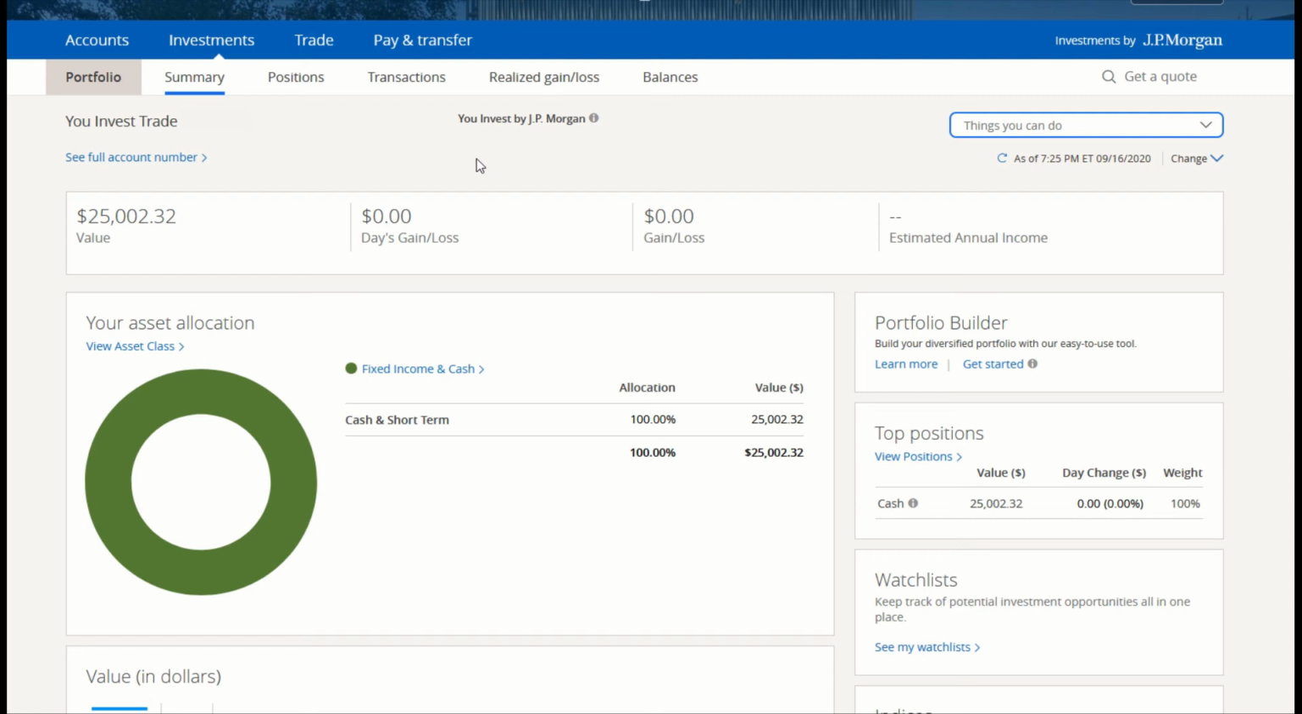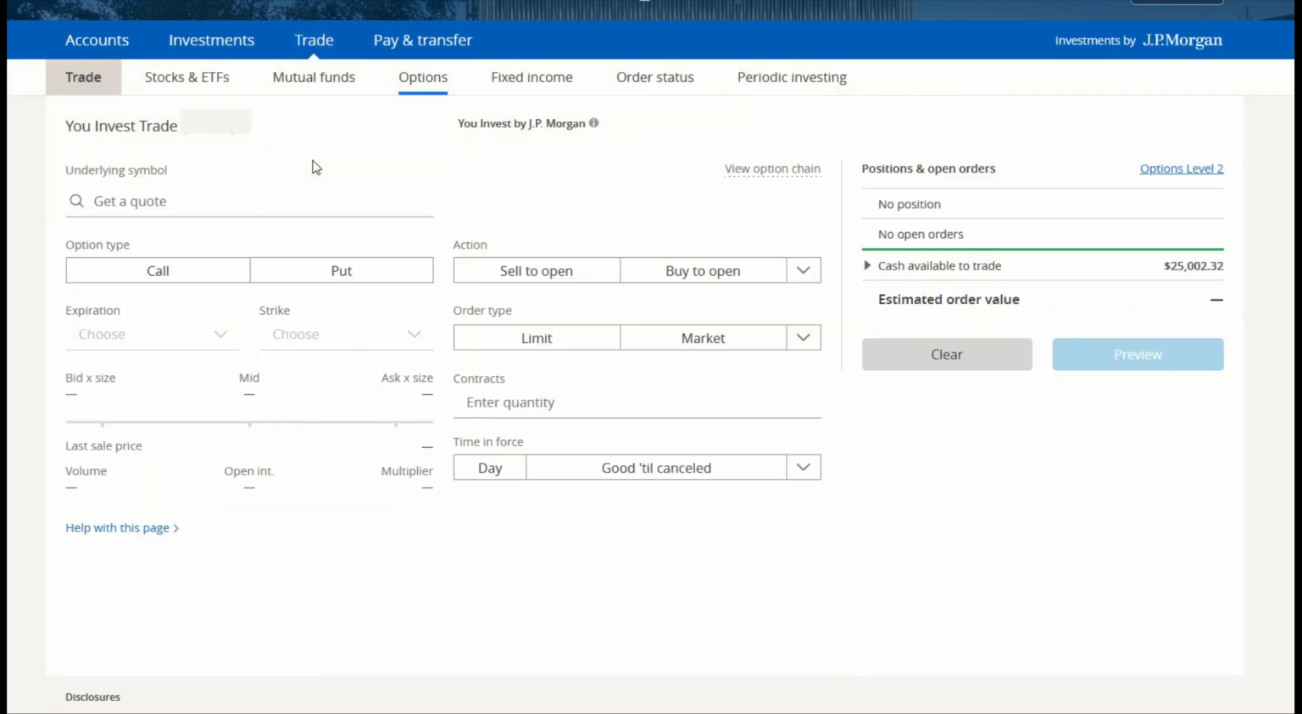All right, so now we are logged into our Chase U Invest trading account. So in order to sell puts or trade options, we go to trade and we select options from the drop-down menu. And that brings us to this screen.